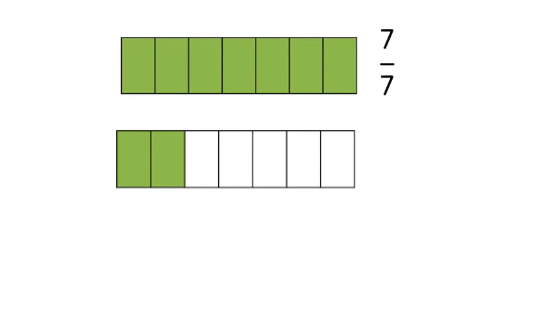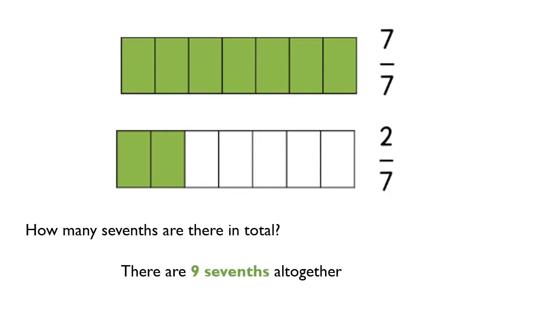So let's add some more sevenths. Here we have 2 more sevenths. So how many sevenths are there shown on the screen in total? Well, we know that 7 add 2 is 9. So on the screen, there are 9 sevenths altogether, which can be shown as 9 sevenths. As you can see, the numerator is greater than the denominator.